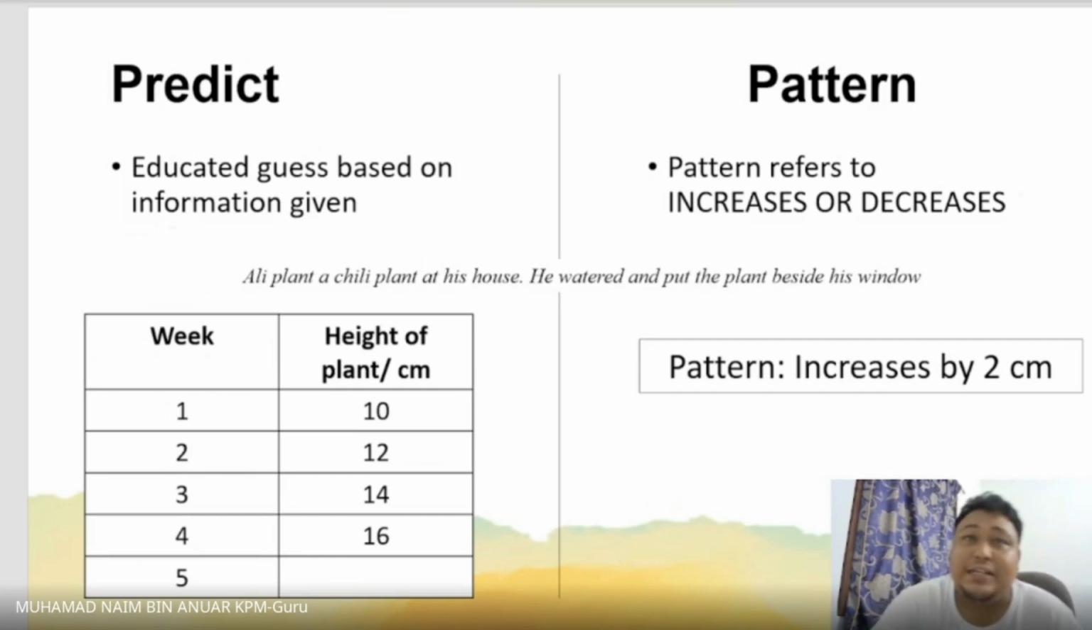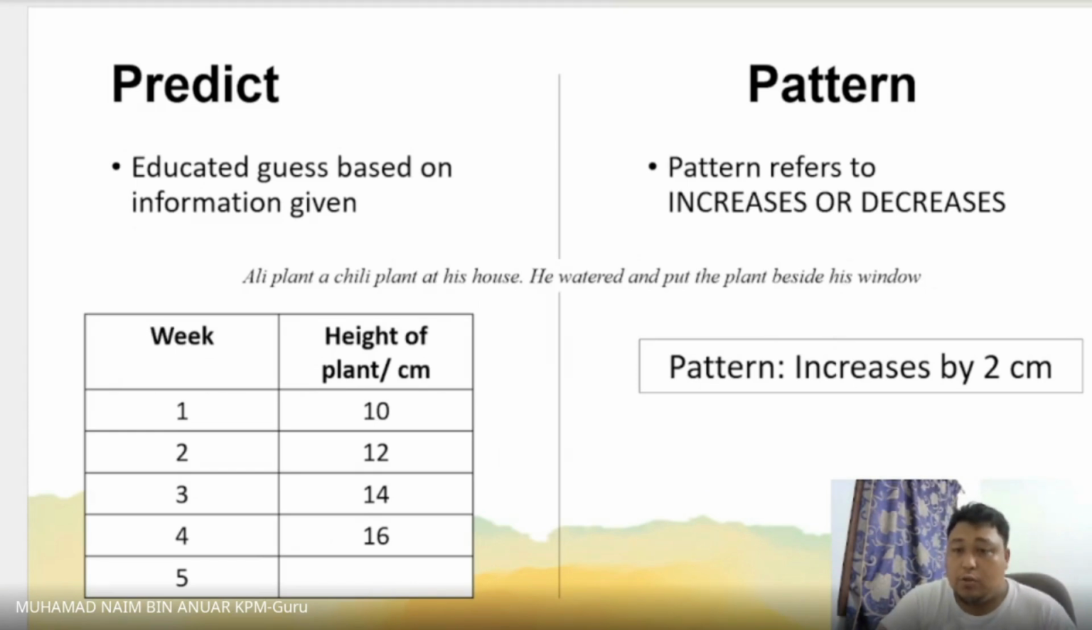But in science, they don't ask simple questions like that. They ask questions with numbers sometimes. Example, Ali planted a chili plant at his house. He watered it and put the plant beside his window. Week 1, the height of the plant is 10 cm. Week 2, the height is 12 cm. Week 3, 14 cm. Week 4, 16 cm.